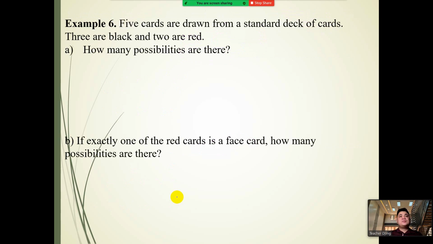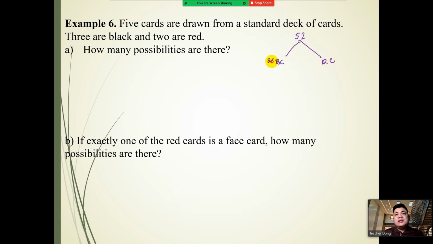Next. Example 6. 5 cards are drawn from a standard deck of cards. 3 are black and 2 are red. First question is, how many possibilities are there? If exactly one of the red cards is a face card, how many possibilities are there? But before that, we have to know the deck of cards. For the deck of playing cards, we have 52, and it is subdivided into 2. We have the black cards and the red cards.